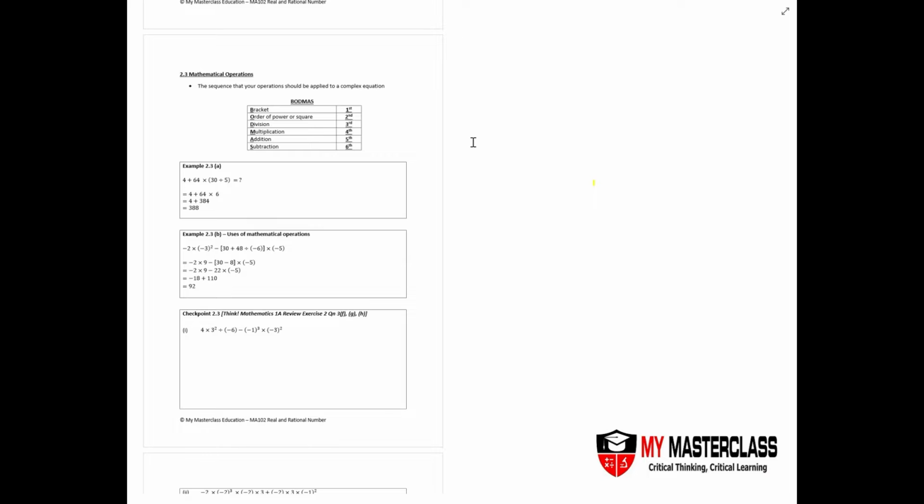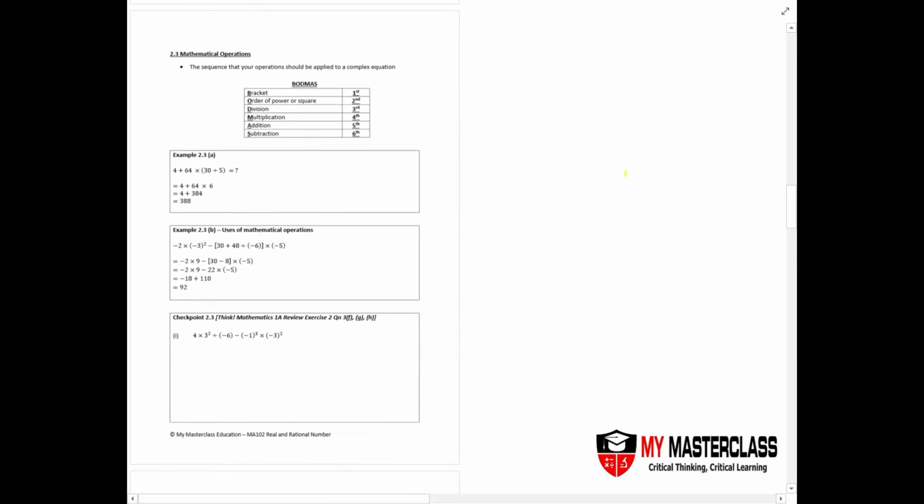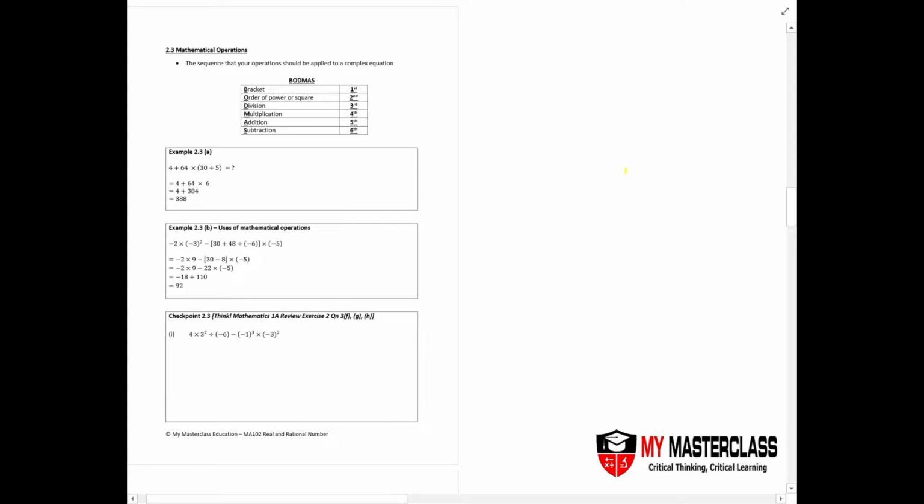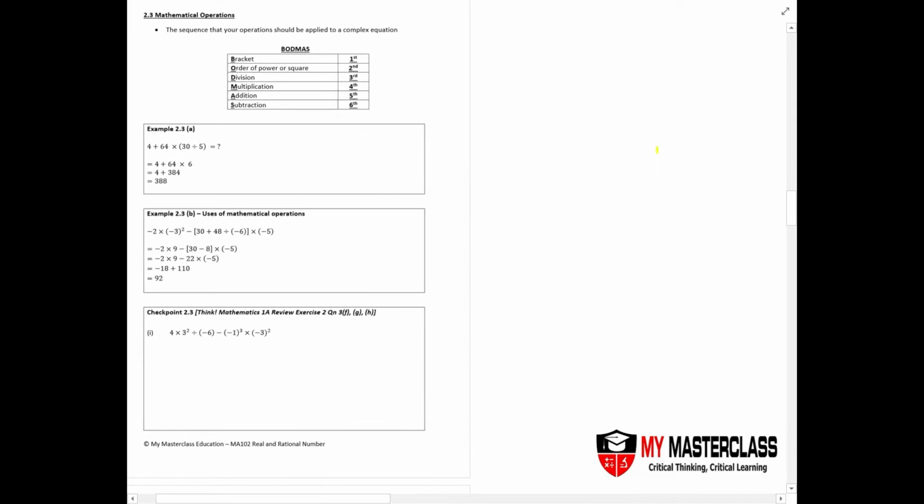Now in the chapter of real and rational numbers, let's take a look at checkpoint 2.3. Now this is going through the different sequence of mathematical operations. There might be situations where you will encounter questions that are so complicated and you don't really know where to start. So why am I posing these over here? Because I want you to reference this particular table, this BODMAS, to help you tackle this particular question. So let's take a look at this.